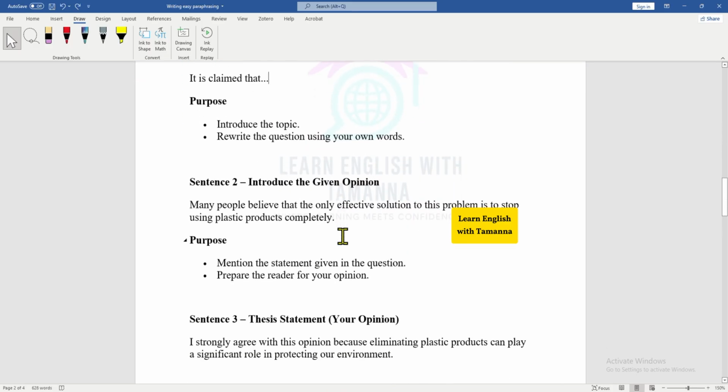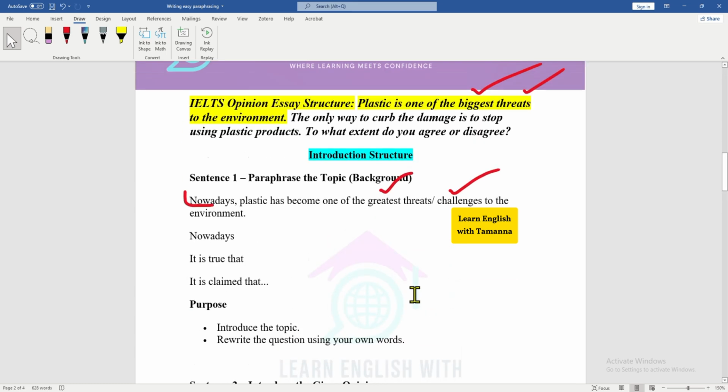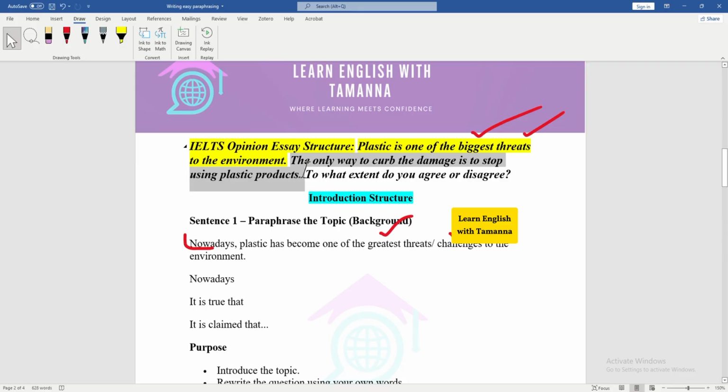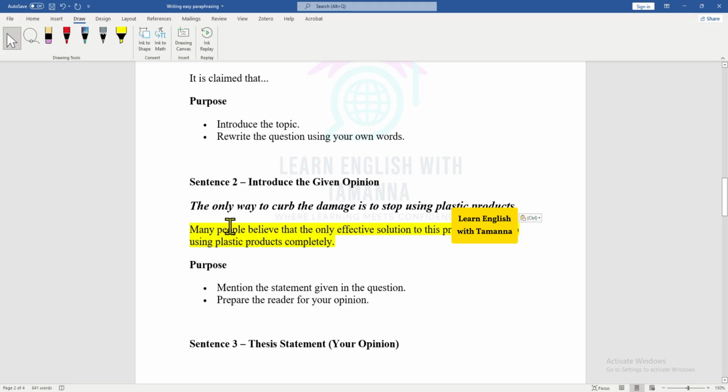Now, the second sentence, where I wrote that many people believe that the only effective solution to this problem is to stop using plastic products completely. From where I have taken these words, you may have a question regarding this one. It's very simple. As you can see in our question, the second line was the only way to curb the damage is to stop using plastic products. I have just modified it a bit.